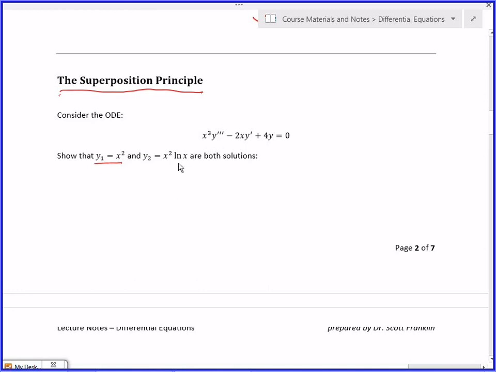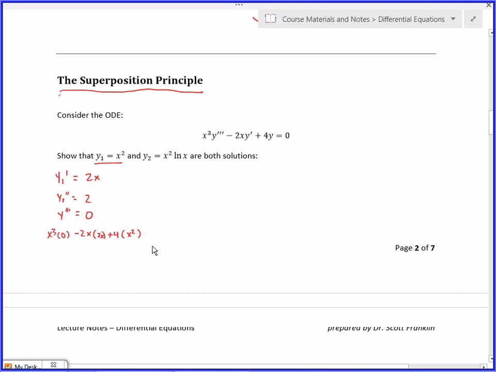Okay? So plug it in. Y1 prime I need to know is 2x. Y1 double prime is 2. Y triple prime is 0. Okay? So plug that into this equation and make sure that it's in fact a solution. You get x cubed times 0 minus 2x times 2 plus 4 times x squared. Nope, that's 2x right there. Sorry.